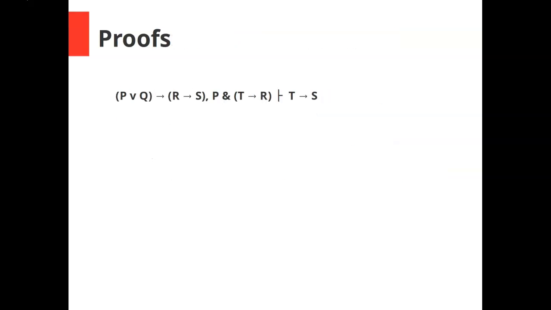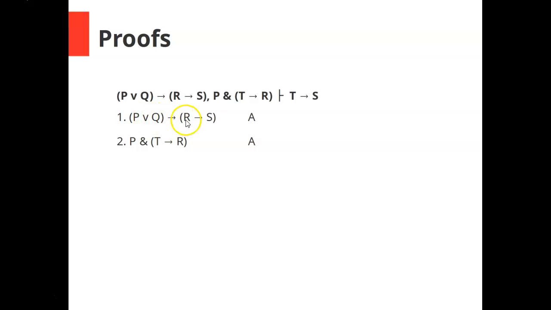Here's our first proof. Everything before the turnstile inference bar, those are our assumptions, and this will be our conclusion. That's where we want to end up. First thing we do is lay out our assumptions. We have a conditional and a conjunction. Do we see our conclusion or anything like it in our assumptions? Not really. Our conclusion is a conditional, and we have a bunch of conditionals in here.